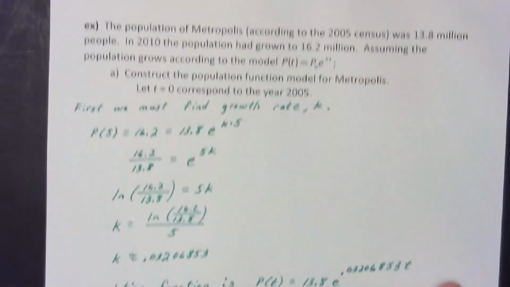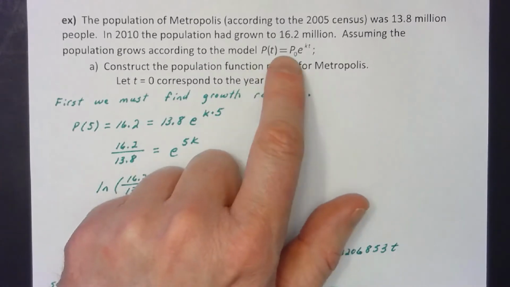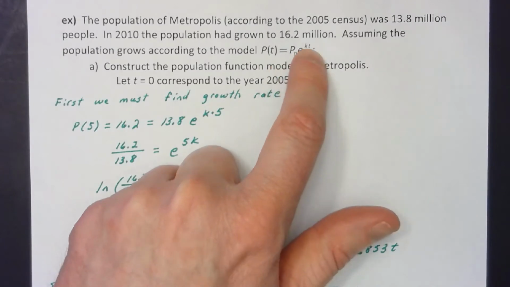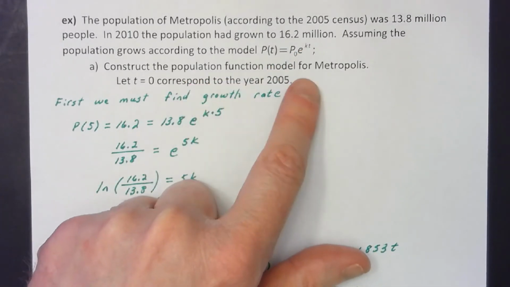Let's say we have an example where I tell you the population of Metropolis, according to a 2005 census, was 13.8 million. In 2010, the population had grown to 16.2 million. Assuming the population grows according to the model, the population at time t is equal to the original population times e to the kt power. Construct a population model for Metropolis.